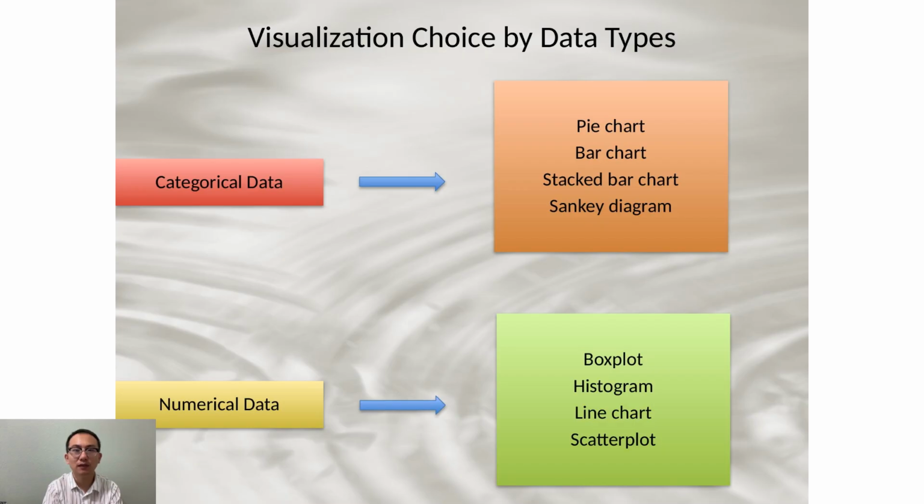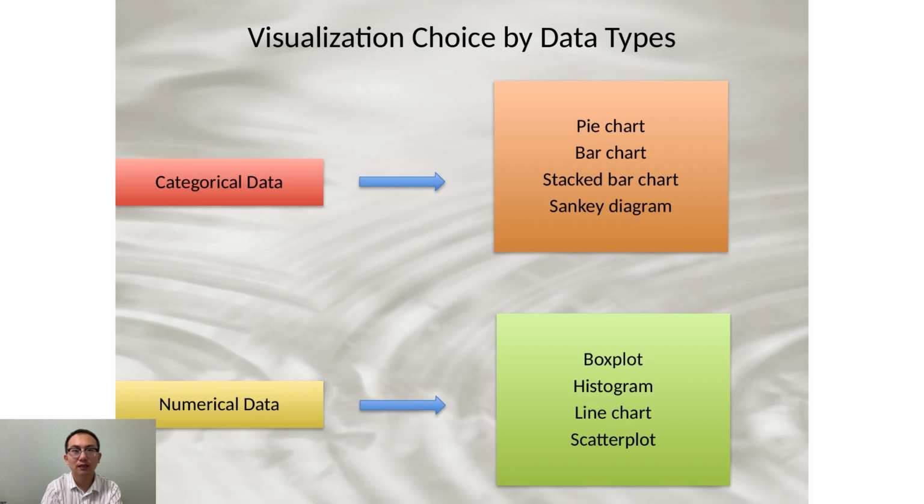Alright, let's wrap up the lecture by talking about how to choose the right type of chart based on the kind of data you're working with. If you're working with categorical data, like product types, regions, or customer segments, you'll want to go with charts that are great at showing categories and proportions. That includes pie charts, to show how each category contributes to a whole, bar charts for comparing categories side by side, stacked bar charts to show how different groups add up within each category, and Sankey diagrams if you want to show how things flow or move between categories.